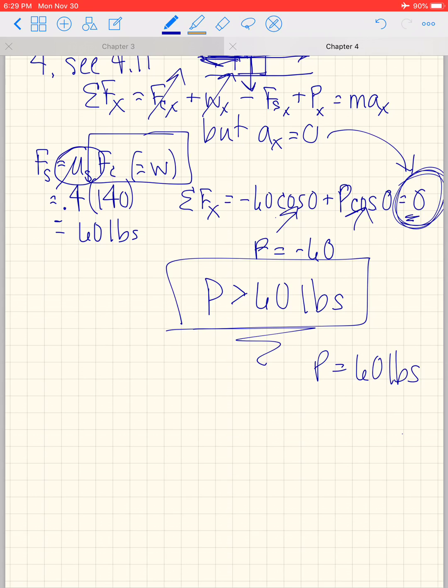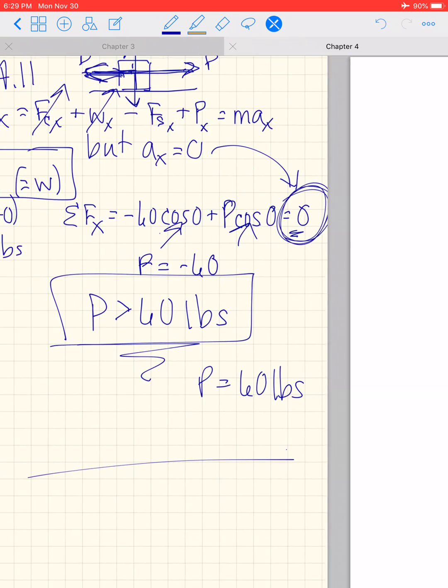All right, now let's see what this looks like in our setting where things are moving. That's going to be capital letter B, kinetic friction. And just like you would guess, kinetic friction is going to oppose motion already occurring.